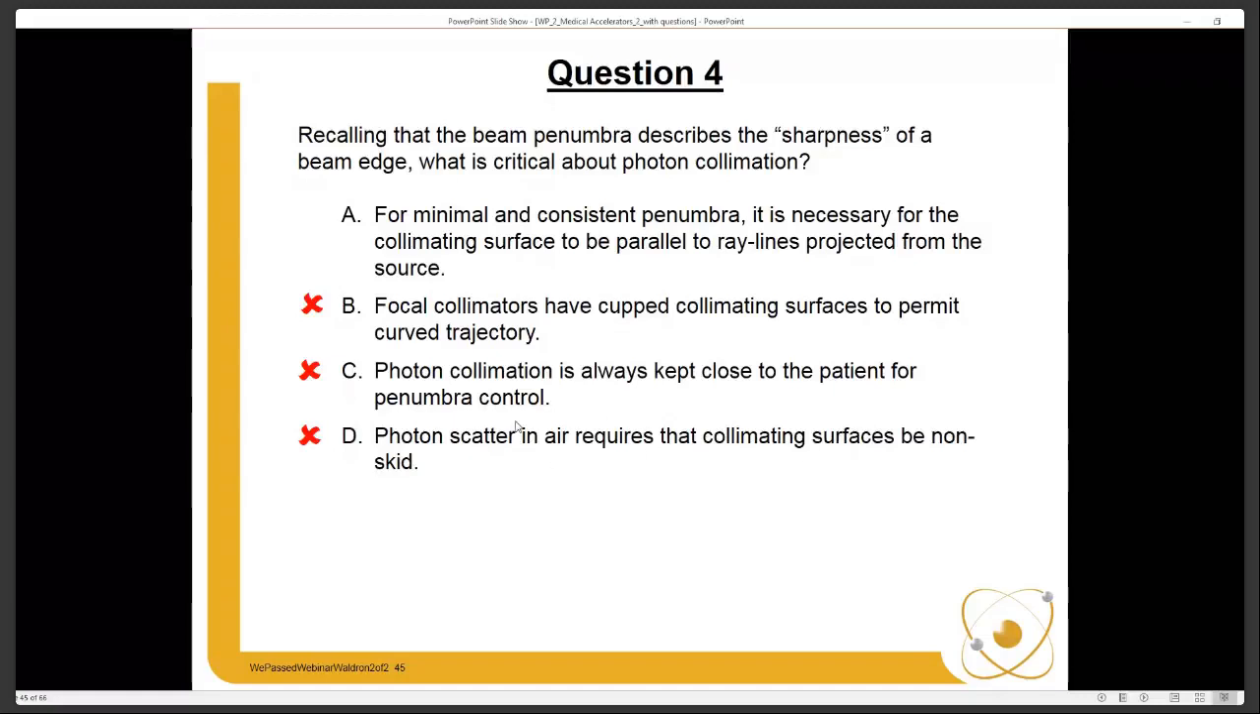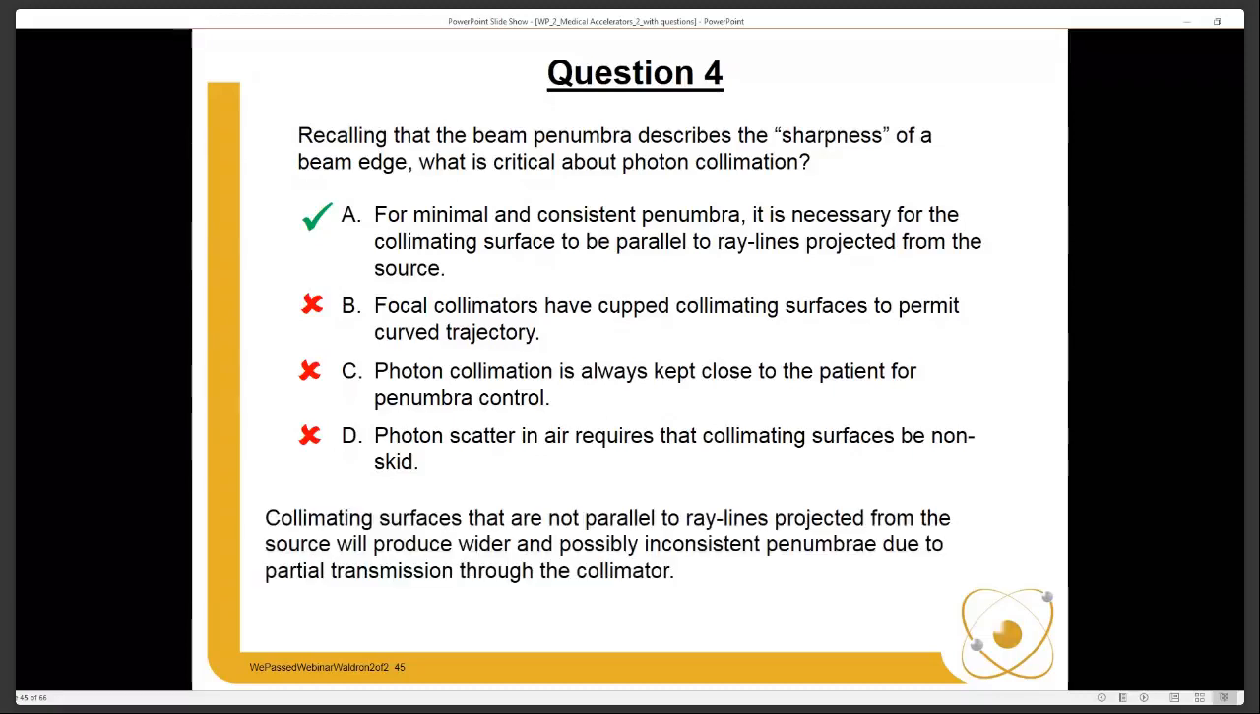Well, that's silly. So for minimal and consistent penumbra, it is necessary for the collimating surface to be parallel to ray lines projected from the source. And so this applies specifically to block collimators. Of course, in the case of an MLC with a curved leaf end, we are sacrificing the penumbra width for a consistent but much wider penumbra. Okay, I'm going to move along then.